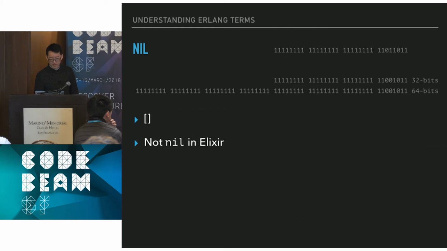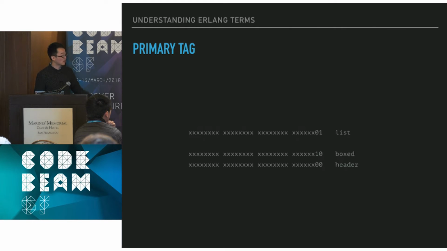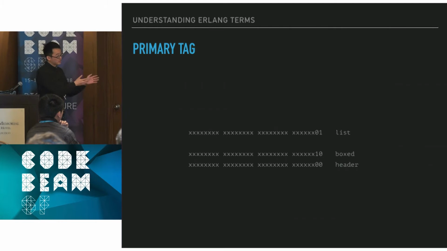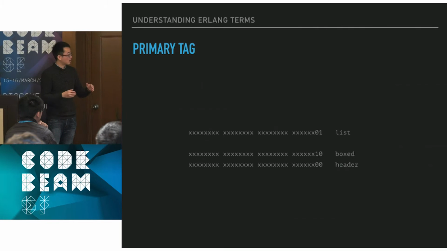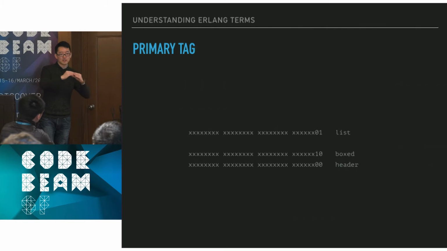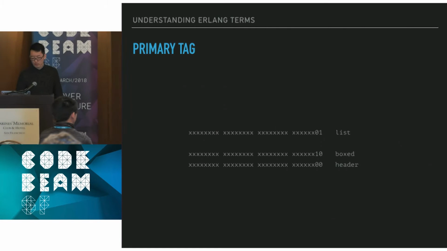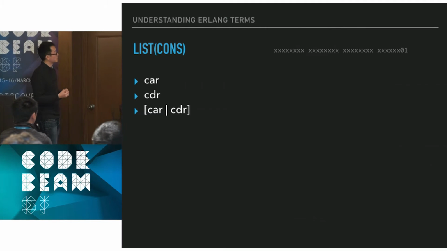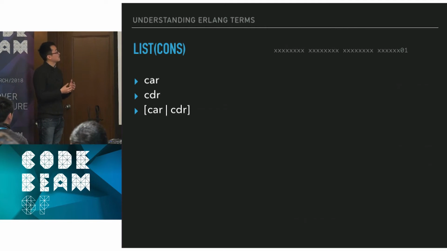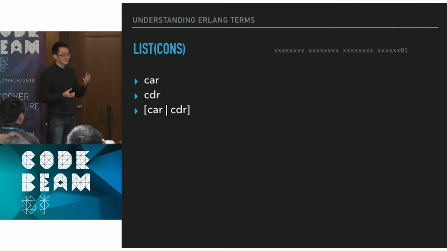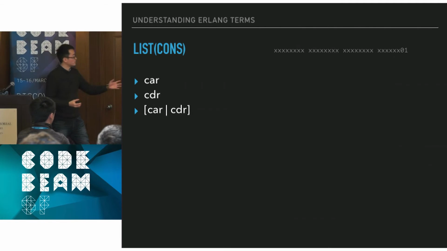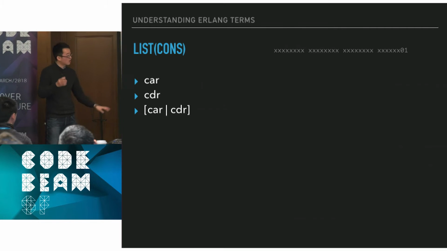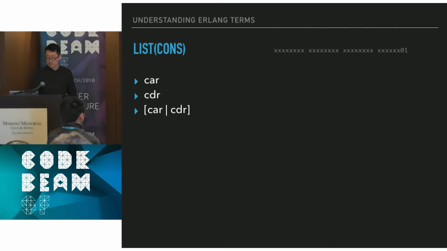Okay, on the primary tag part, now let's check. Previously we checked the immediate types. Now what about the parts that need more than one word size to fit in? We'll look at the list first. The list starts with 0 1. If you're programming with Lisp, it's the same concept. A list is just a cons cell with a car and cdr, where you put the car on the left and the cdr on the right.